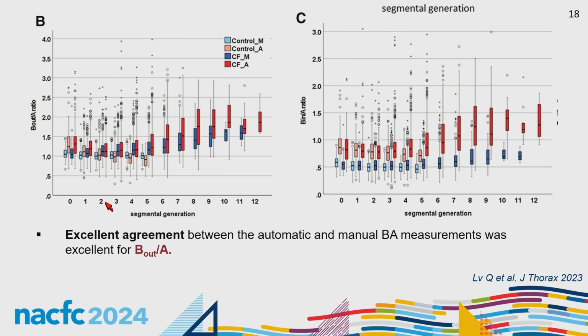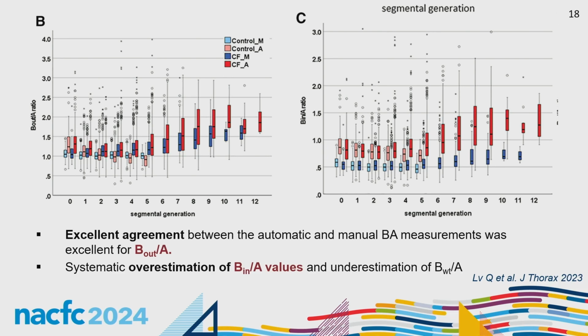What they observed is that there was an excellent agreement between the automatic and manual bronchial and artery measurements. This was excellent for the ratio between the outer diameter of the bronchus and the artery, and there was a systematic overestimation of the ratio between the inner diameter of the bronchus and the artery, and an underestimation of the ratio between the bronchial wall thickening and the artery. So this is a tool which is able to assess the size or the diameter of the bronchus and of the artery in an automated way.